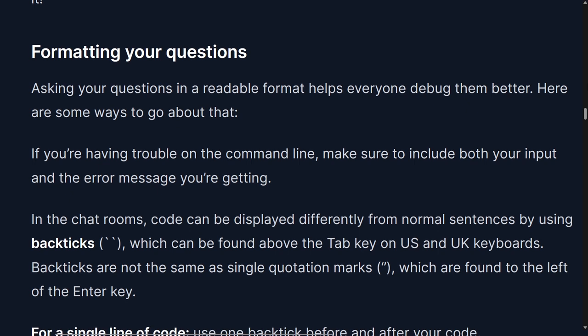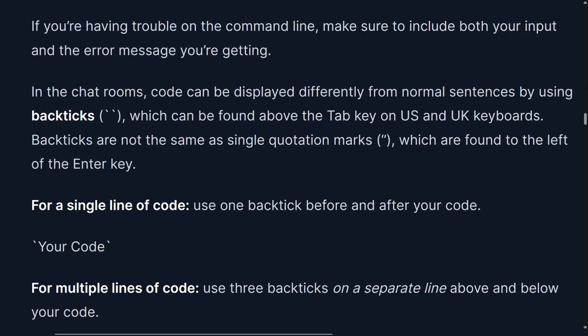Formatting your questions. Asking your questions in a readable format helps everyone debug them better. Here are some ways to go about that. If you're having trouble on the command line, make sure to include both your input and the error message you're getting. In the chat room, code can be displayed differently from normal sentences by using backticks, which can be found above the tab key on US and UK keyboards.